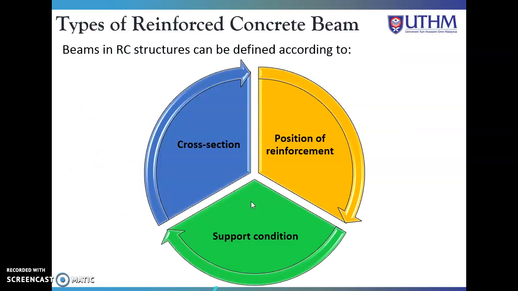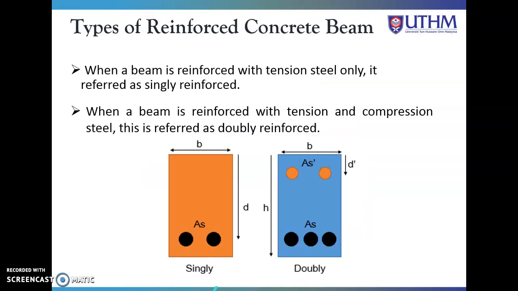Okay, so let's start. The types of reinforced concrete beam, okay, ada 3, which is can be defined as shown here, which is kita define dari segi dia punya cross section, the position of the reinforcement, and also the support condition. Okay, ada 3 yang kita boleh definekan beam in RC structure. Okay, so we look at the types of reinforced concrete beam.